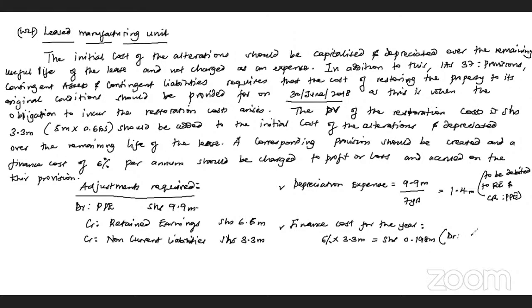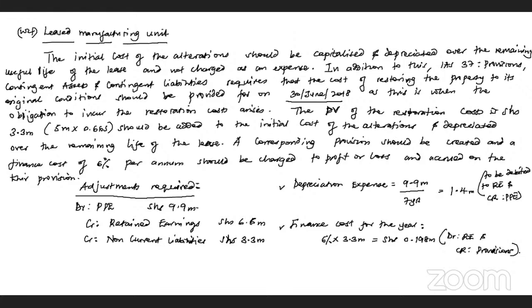Debit retained earnings, don't forget, and credit provisions for that accrued finance cost. So that is the note of the LISD manufacturing unit. From there, of course, we move to the next note.